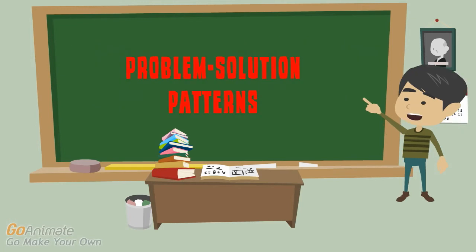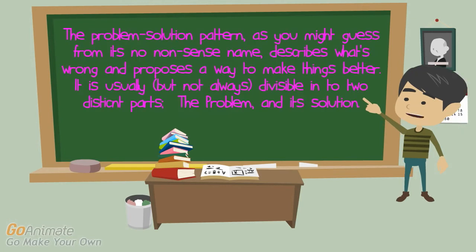One of its patterns is the problem-solution pattern. This pattern describes what's wrong, and gives its solution. Not always, but usually, it is divisible into two parts, the problem and its solution.